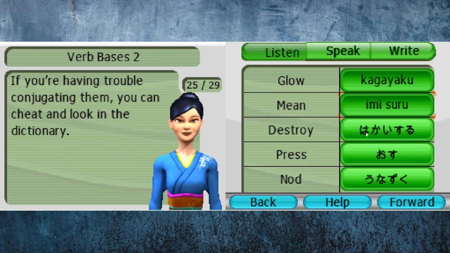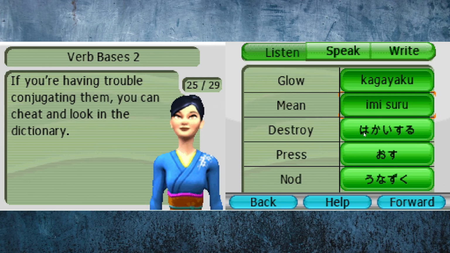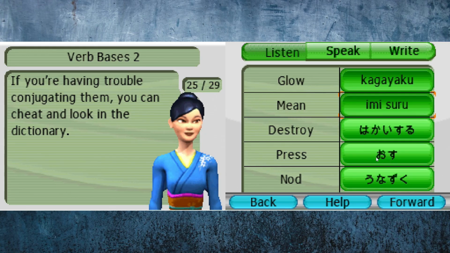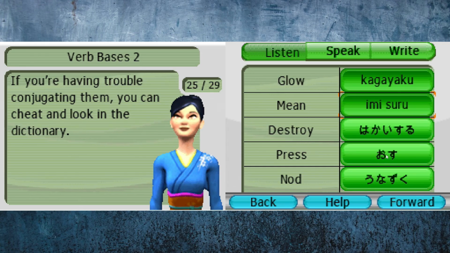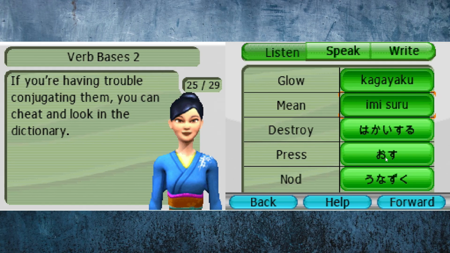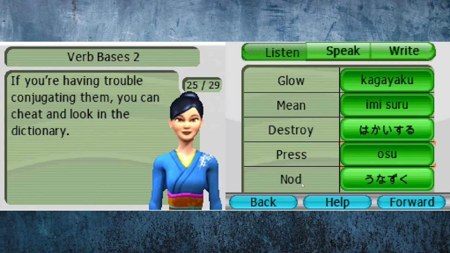And it means to destroy, and it's a dictionary form. Negative form is hakai shinai. Mas form is hakai shimasu. And te form should be hakai shite, and ta form hakai shita. To press is osu. So it's oshite for te form, oshita for ta form. Osu's dictionary form, oshimasu is mas form, and oshinai is negative form. To nod, I guess to nod your head.